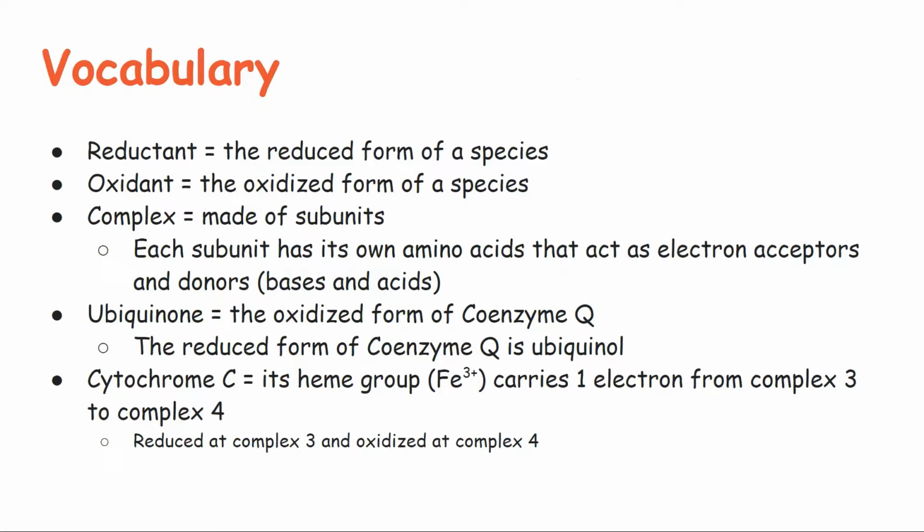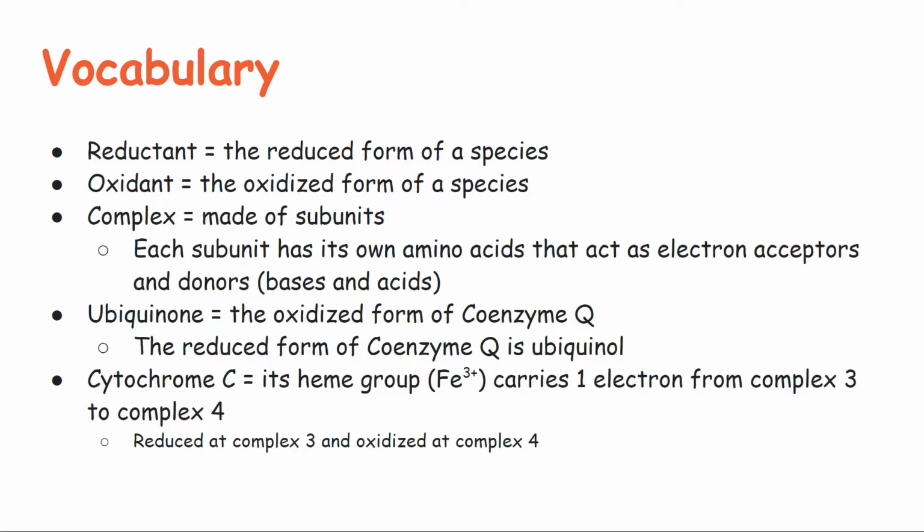So first of all is the reductant, which is the reduced form of a species, and the oxidant, which is the oxidized form of a species. Next, a complex is made up of subunits. And complexes in the electron transport chain each have their own set of amino acids that act as electron acceptors and donors. And if we remember the definition of acids and bases, they are electron donors and acceptors.